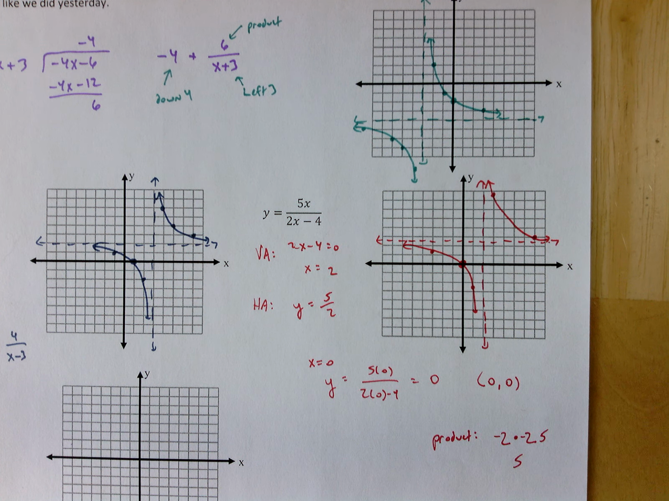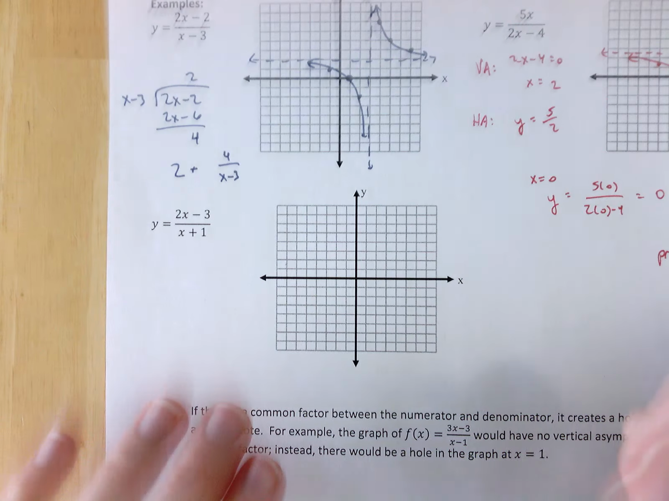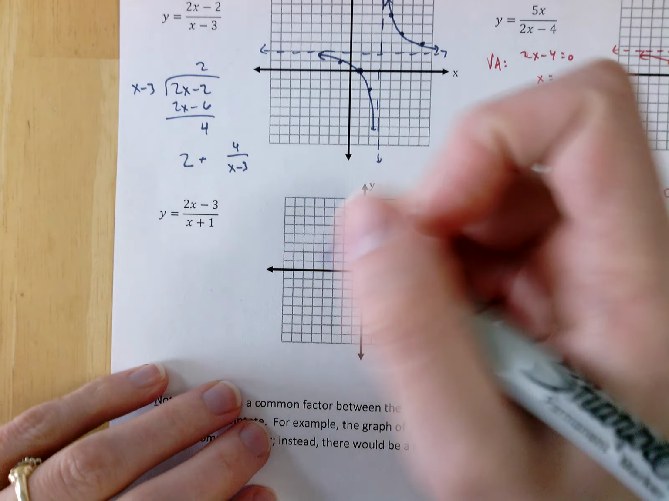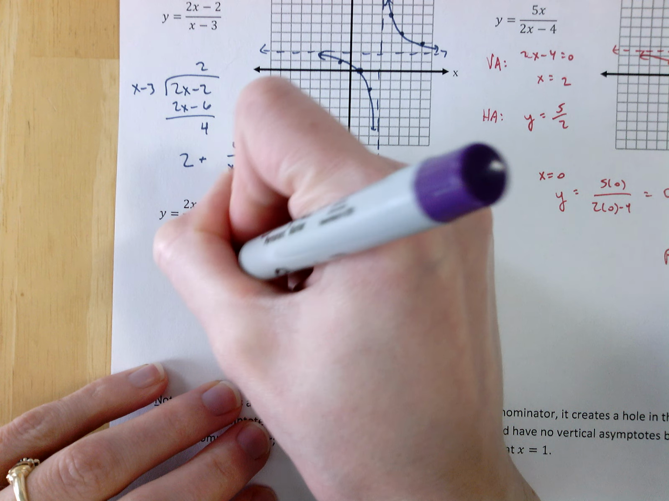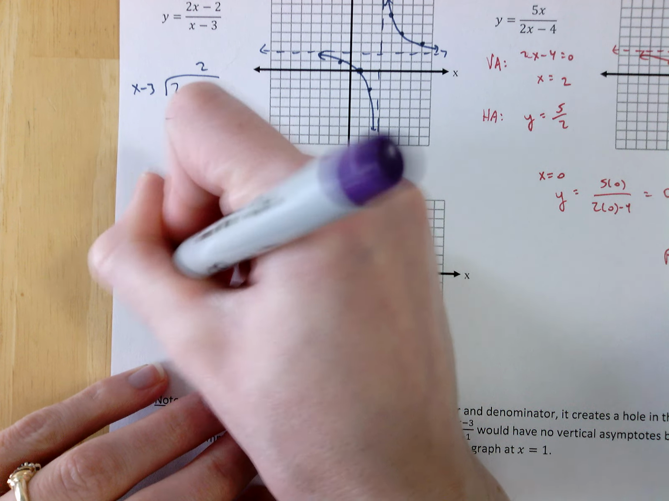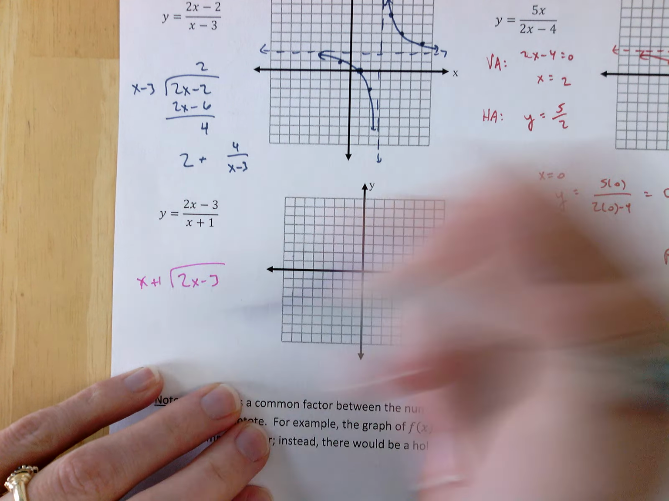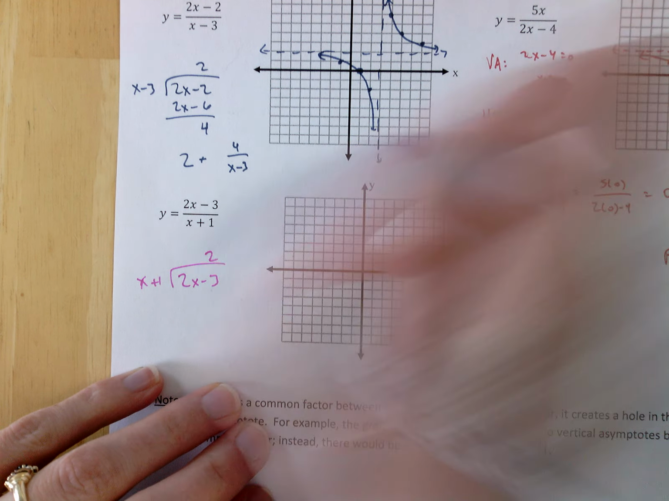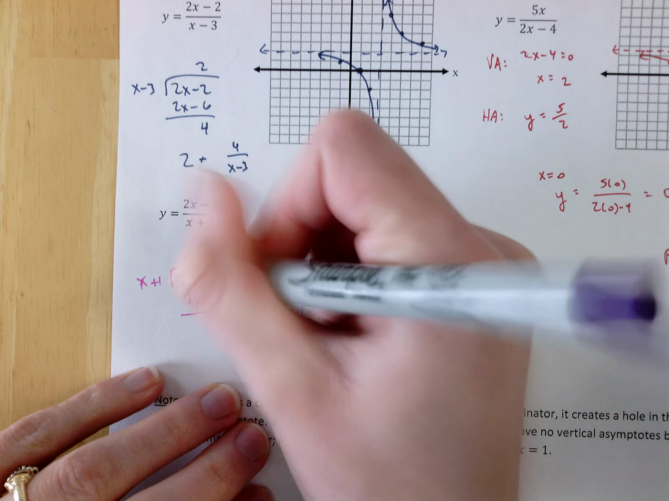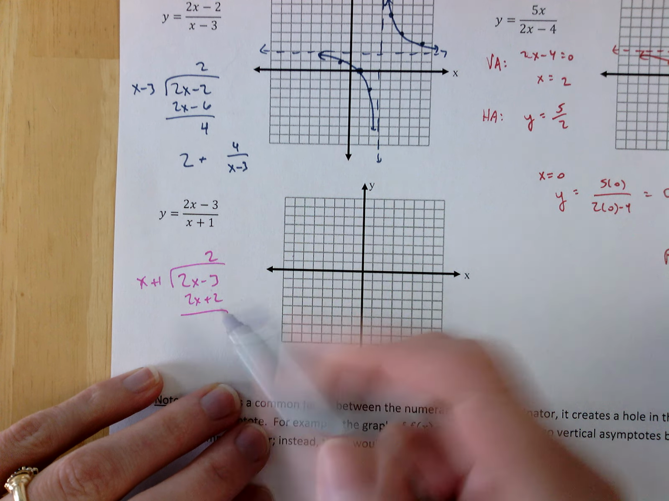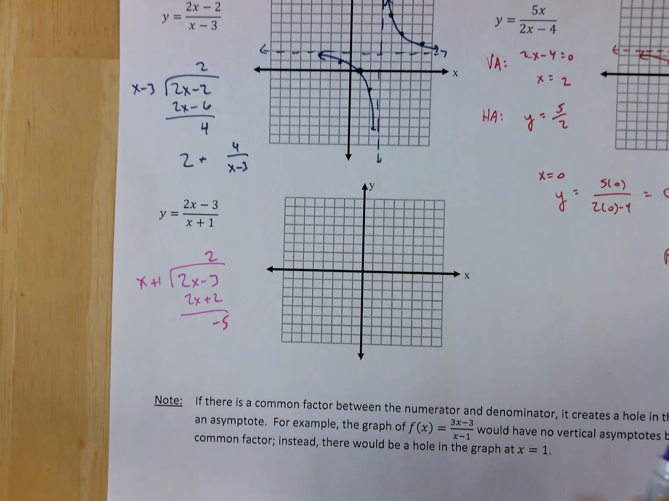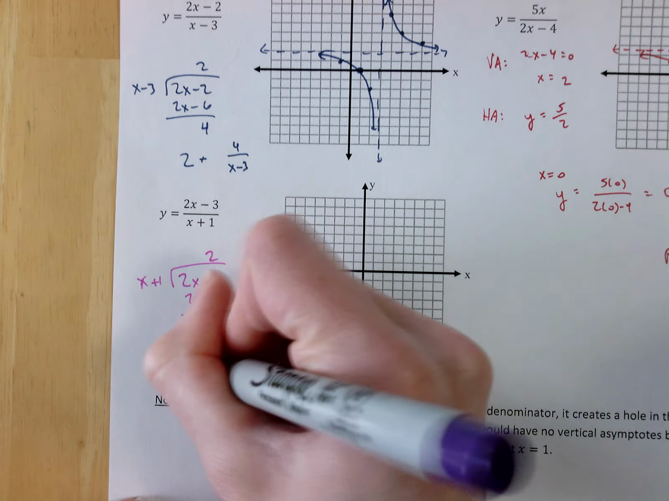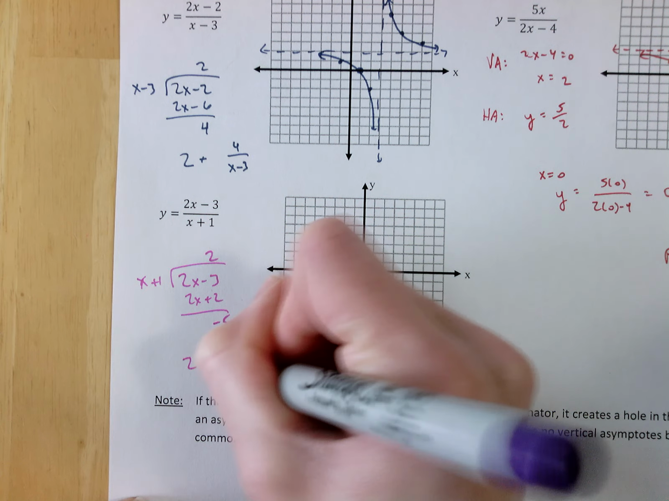I know method 1 takes a lot longer to explain, but it's really not that slow if you're doing it out. Okay, so this guy, I'm going to go ahead and do a long division again. So 2x minus 3 divided by x plus 1. So I have to multiply that by 2. So 2x plus 2. Subtract: negative 3 minus 2 would be negative 5. So it's 2 plus negative 5 over x plus 1.